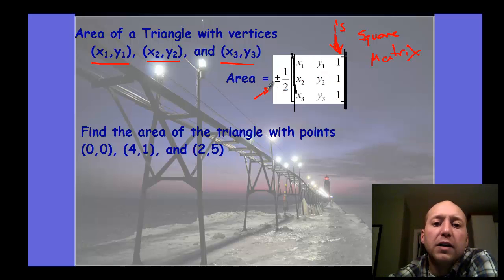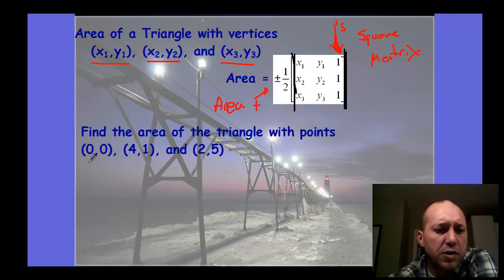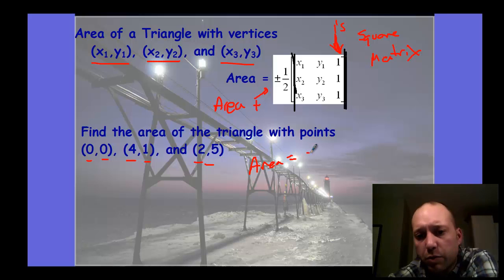The plus or minus is just to make the area positive. Area is always positive, so choose the positive or negative so that when you multiply these two, you get a positive result. So for example, here are our x, y values for the vertices of a triangle. To find the area, it's going to be plus or minus 1/2 times the determinant of 0, 0, 1, 4, 1, 1, 2, 5, 1.